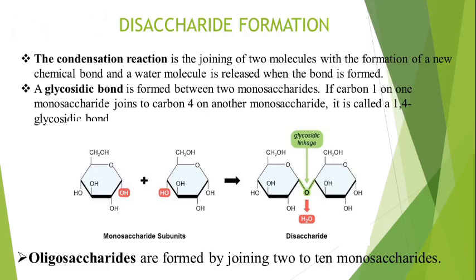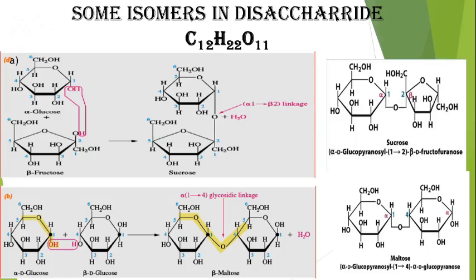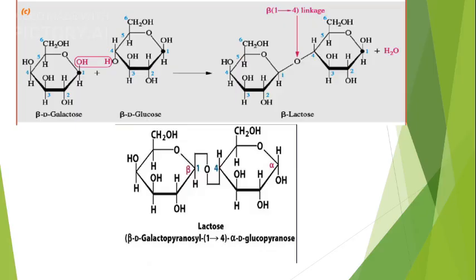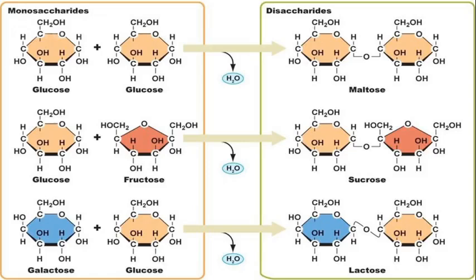Disaccharides are formed through condensation reactions, joining 2 monosaccharides with a glycosidic bond. Isomers in disaccharides, such as sucrose, maltose, and lactose, have different glycosidic linkages and structures. Lactose, a disaccharide, is formed by the linkage of glucose and galactose, showcasing the diversity of glycosidic bonds. Monosaccharides and disaccharides are fundamental carbohydrates, each with unique structures and roles in our diet.